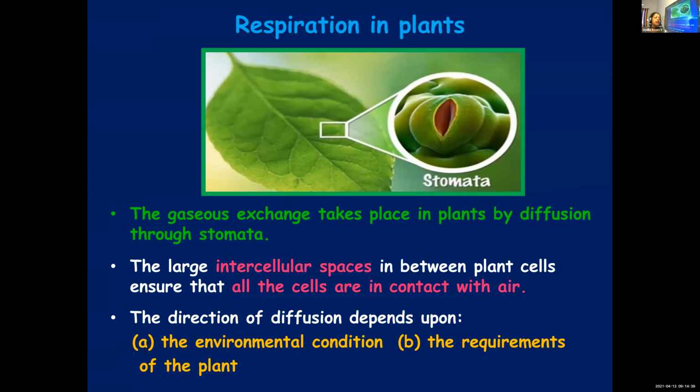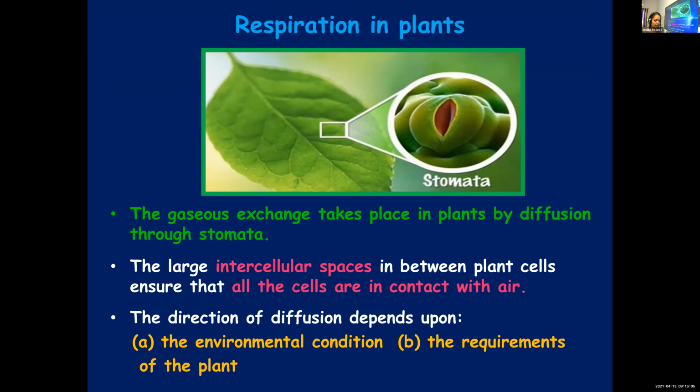And why do plant cells have intercellular spaces? When intercellular spaces are present, they get filled with air. And this ensures that all the cells of the plants are in contact with air. And the third point we learned was the direction of diffusion. The factors which decide the direction of diffusion.